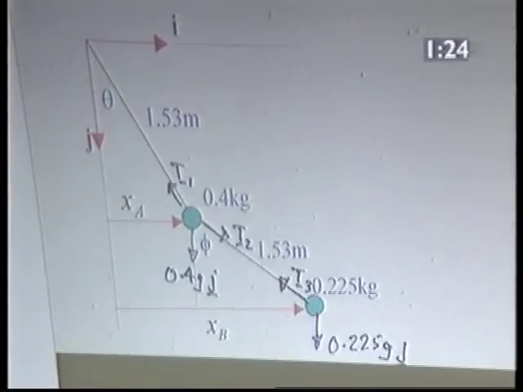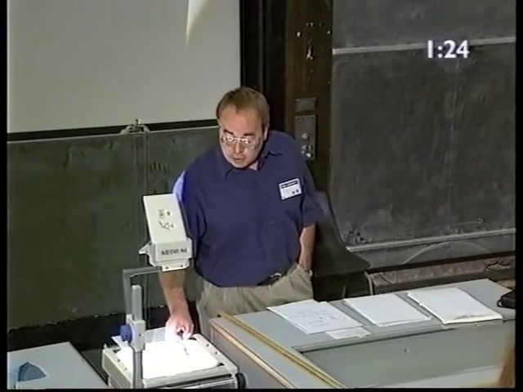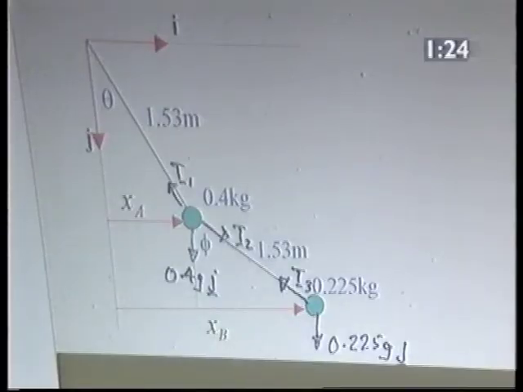So I've set up a coordinate system in which the two onions are at some general position in their motion, where the top onion makes an angle theta with the vertical, and the bottom onion is not necessarily on the extended line. It'll make some general angle phi with the vertical. I've taken an origin at the point of suspension with a unit vector i along the x-axis horizontally and the y-axis vertically.